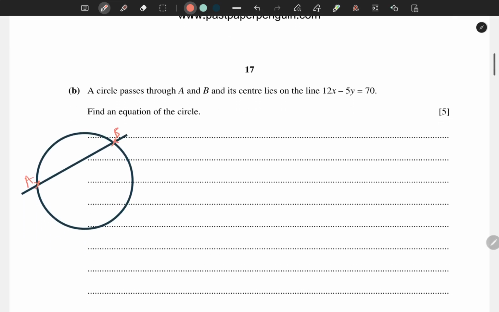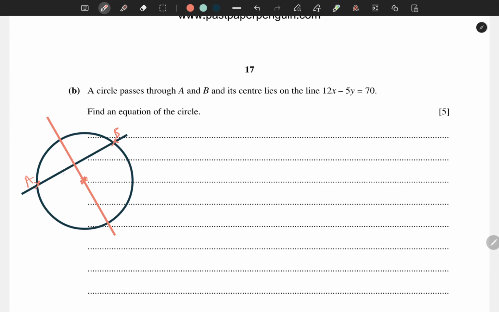So let's say we have the line here. This is a line of this certain equation, 12x minus 5y equals 70. And of course the center must be here. The center must be here. So find the equation of the circle. What exactly are we going to do here?